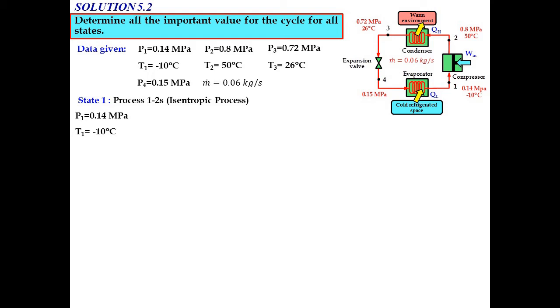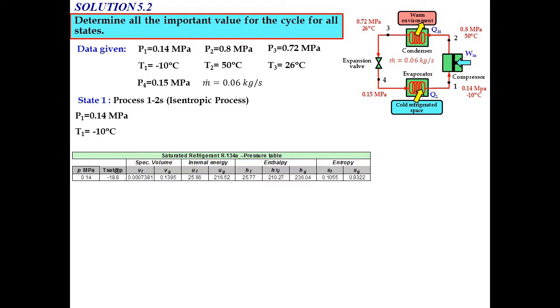The second one, T1 equal to negative 10 degrees Celsius. But now, because we do not know the exact phase for state number 1, we need to check first by using the saturated R134A table based on pressure. Based on the table, at a pressure of 0.14 megapascal, we can determine T saturated, where the value of T saturated for state number 1 will be T saturated at 0.14 megapascal equal to negative 18.8 degrees Celsius.